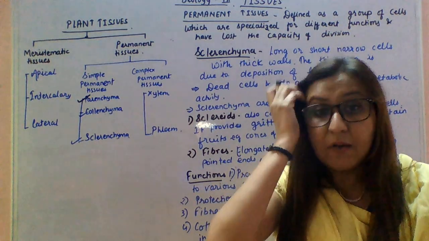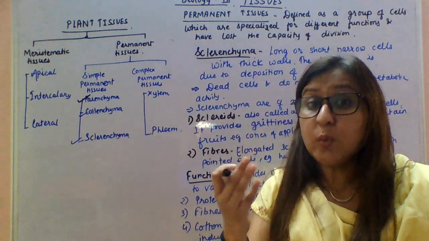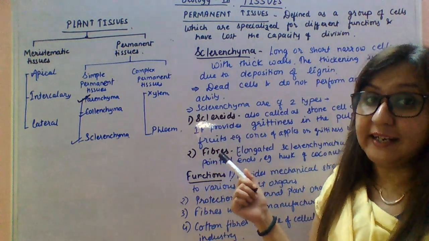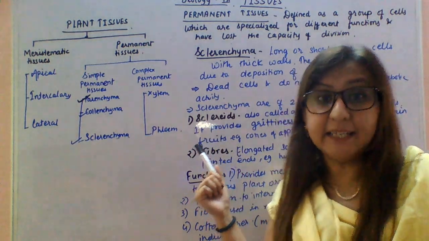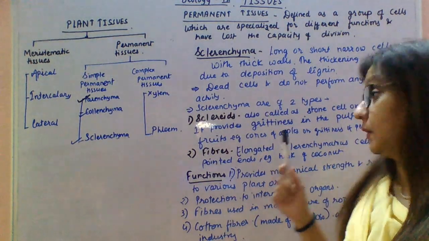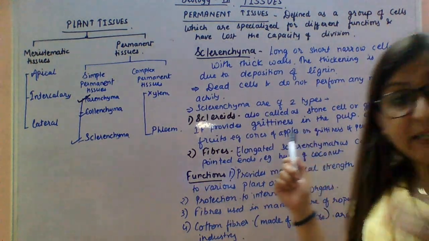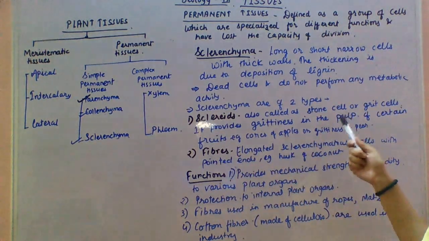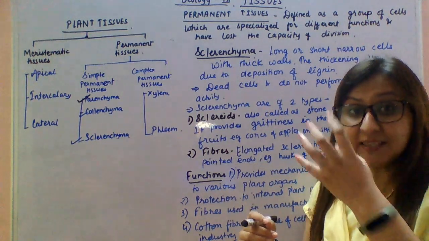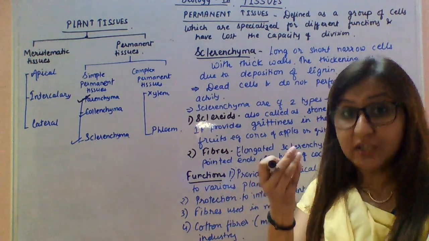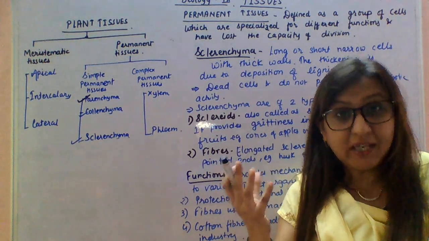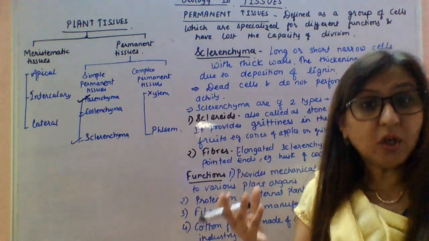You see, in some fruits the outer covering is very gritty, or you can say very tough. So the grittiness is provided by these sclerites. Sclerites are also called stone cells or grit cells. Grittiness means toughness, as in the pulp of certain fruits, like the core of an apple, the central part of the apple, which is tough, or the grittiness of the pear. The outer structure of the pear fruit is also tough.